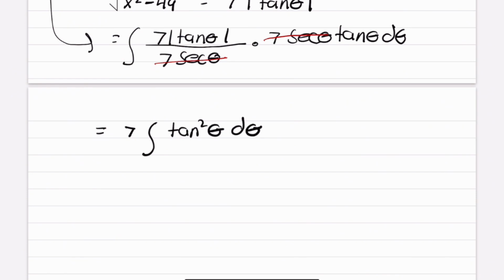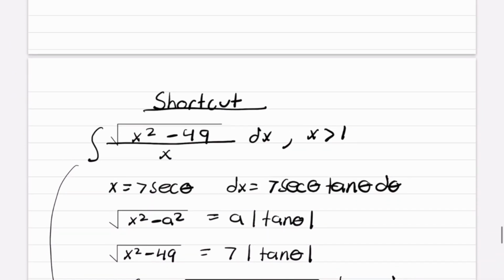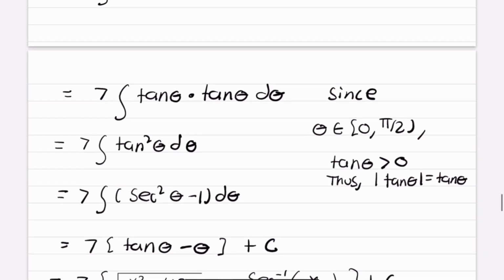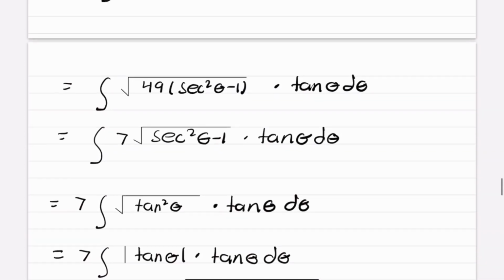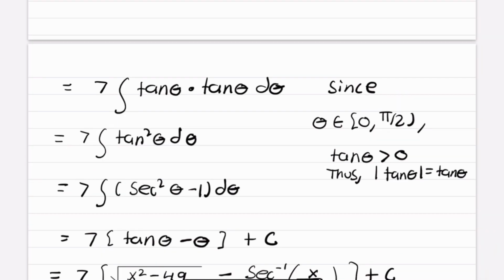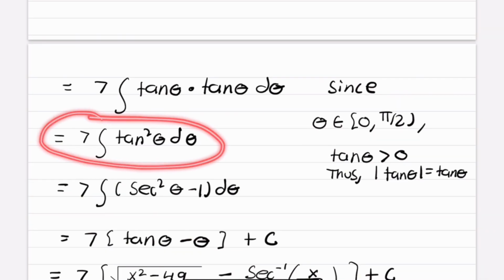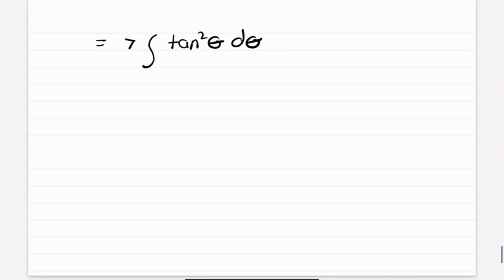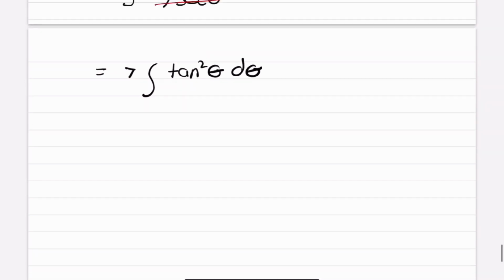And if you see, we're already at this step here. So we were able to skip all of the steps prior to this step. So you will be able to solve the rest of the problem in a similar manner as before.